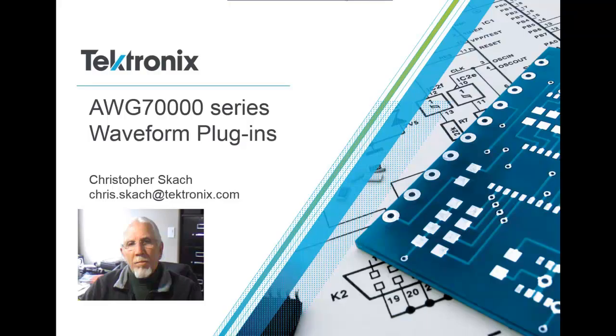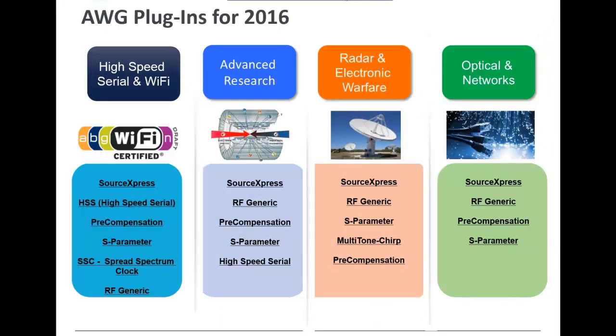The AWG software team has developed several AWG plugins that enable AWG users to create test setups that will improve their overall efficiency by shortening the time it takes to build these complex application setups and waveforms. As you can see in this slide, we are actively supporting several specific application areas where AWGs are heavily used, such as HighSpeed Serial and communications, advanced research, radar and electronic warfare, and optical and networks.